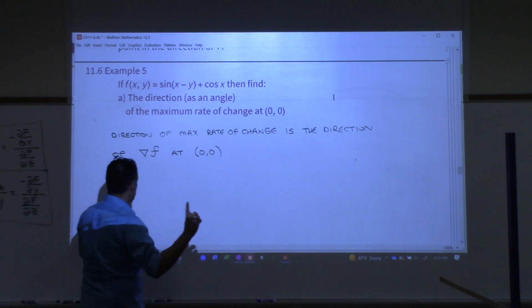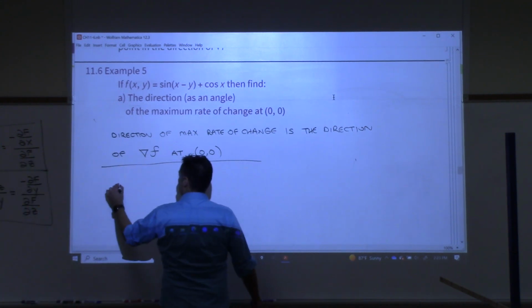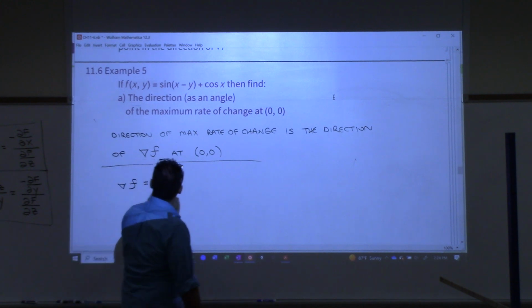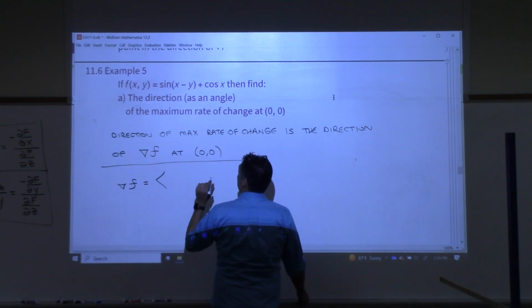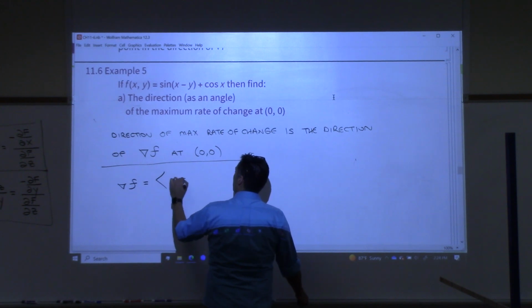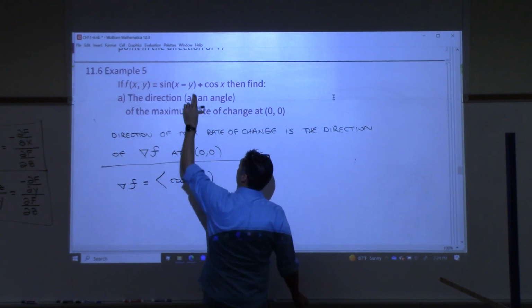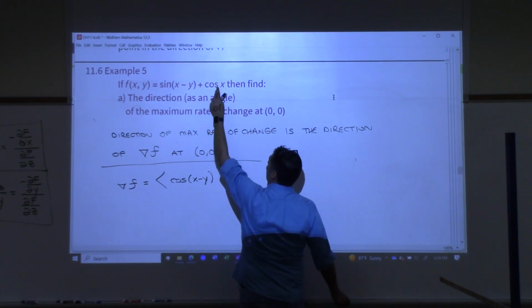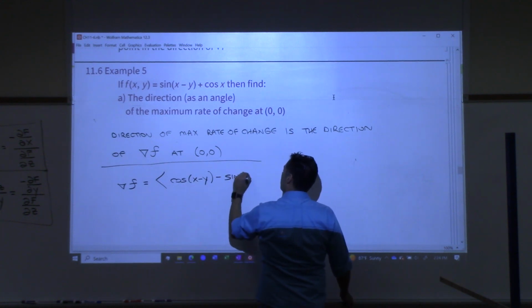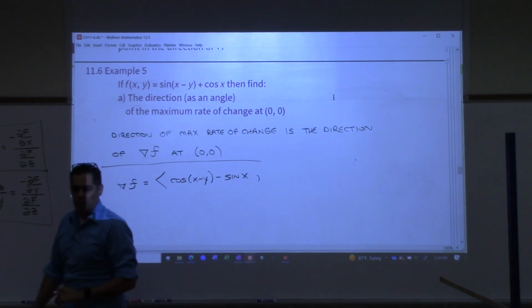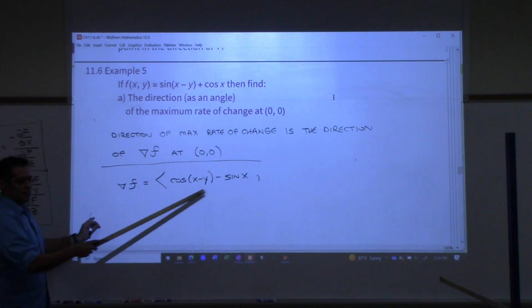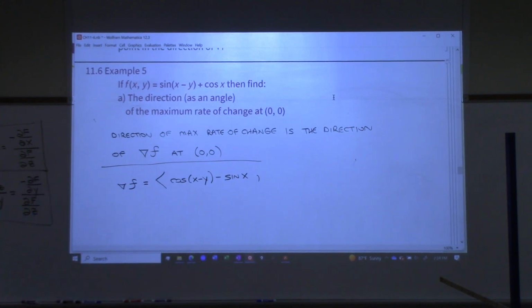So let's start first by getting del F. So del F will be a vector. All right, it is cosine. I'm taking first the partial with respect to x, so I'm holding y to be constant. So cosine of x minus y times the derivative of what's inside with respect to x, which is just 1. And then plus the derivative of cosine of x with respect to x, which is minus sine x. That is the partial of that function with respect to x. Now, I realize I'm working through these quickly, right? I'm assuming you can get these. If you're struggling with those, do your homework, get help, ask questions.